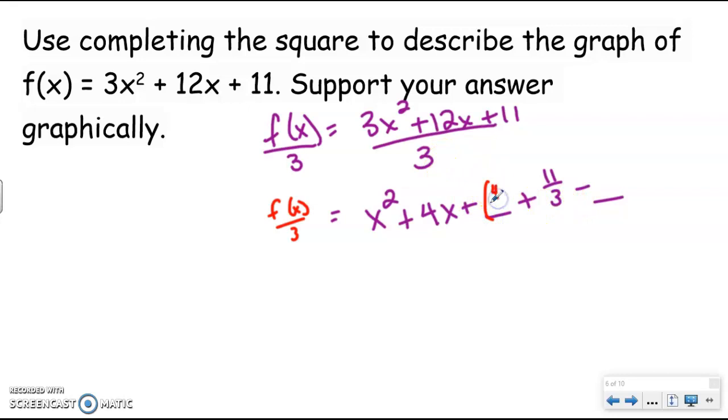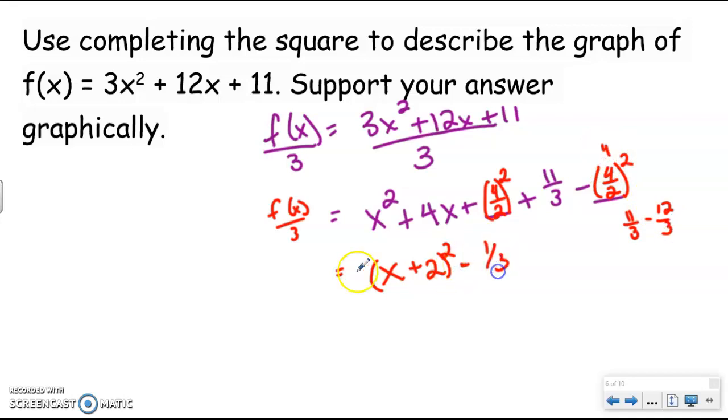The formula for completing the square is b over 2 squared, so 4 divided by 2 squared, and we're going to simplify that. So I get x plus 2 squared when I factor that, because remember 4 divided by 2 is 2, that's what goes in my parentheses here. And then I actually have 11 thirds here minus, and then this is 4, so I have 12 over 3. So I get minus 1/3.